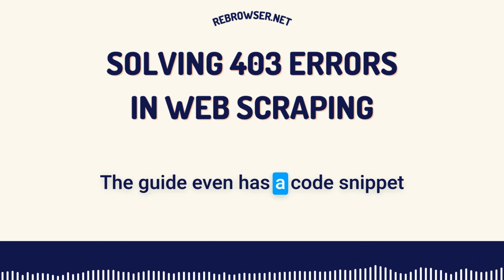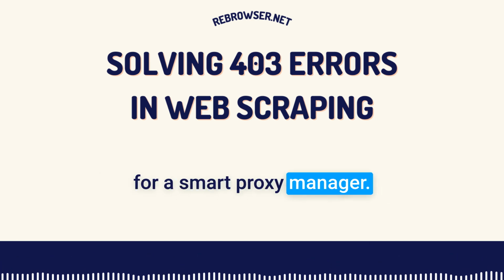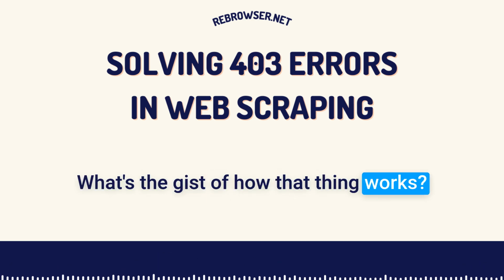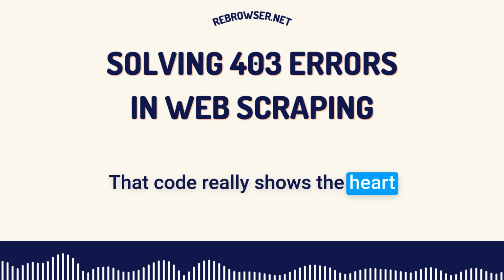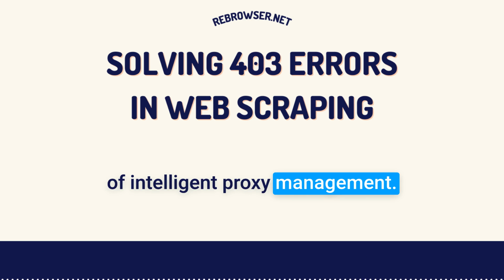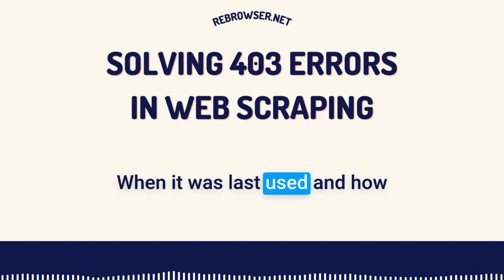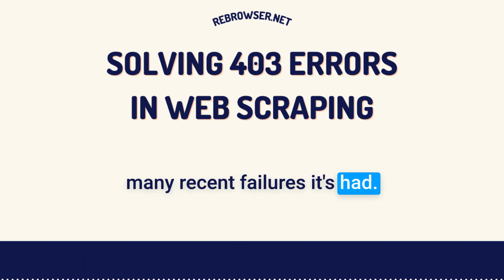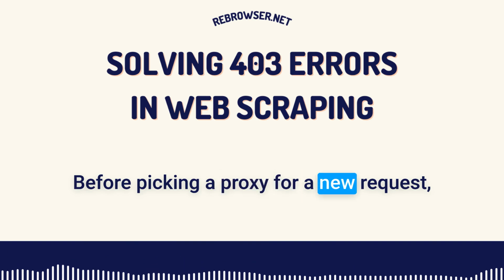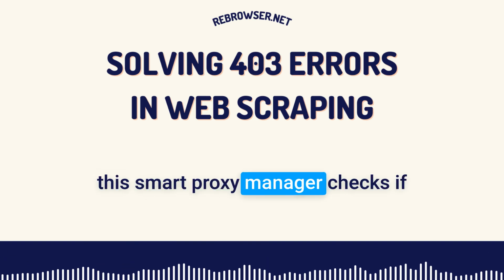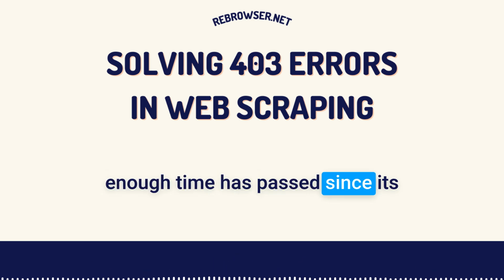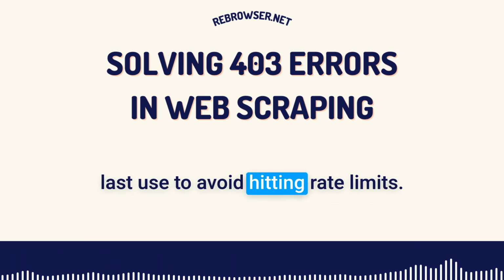The guide even has a code snippet for a smart proxy manager. What's the gist of how that thing works? That code really shows the heart of intelligent proxy management. It tracks two main things for each proxy: when it was last used and how many recent failures it's had. Before picking a proxy for a new request, this smart proxy manager checks if enough time has passed since its last use to avoid hitting rate limits.